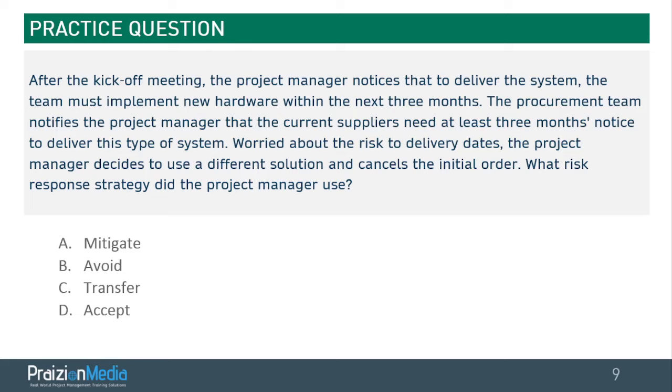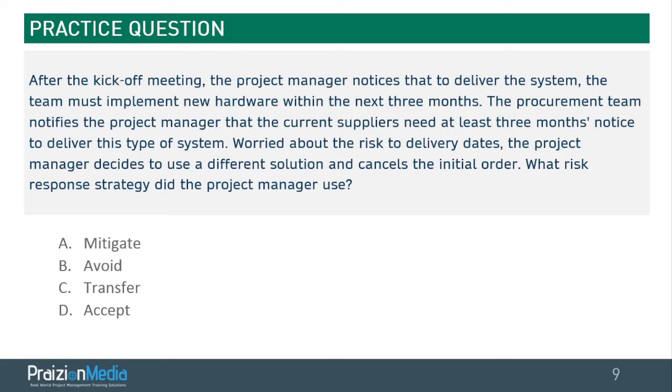After the kickoff meeting, the project manager notices that to deliver the system, the team must implement new hardware within the next 3 months. The procurement team notifies the project manager that the current suppliers need at least 3 months' notice to deliver this type of system. Worried about the risk to delivery dates, the project manager decides to use a different solution and cancels the initial order. What risk response strategy did the project manager use?